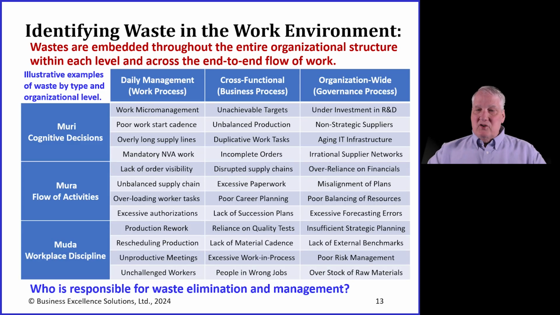And so here's a question. If we start taking a look at these 3 types of waste, the Muri cognitive decision, the Mura flow activities, the Muda workplace discipline, and we compare that to the 3 levels of the organization, daily management, work process, cross-functional, the business process, organization-wide, the governance process, we start seeing there are many different examples of waste. And if we look in there, the question is, who's responsible for waste elimination and management?